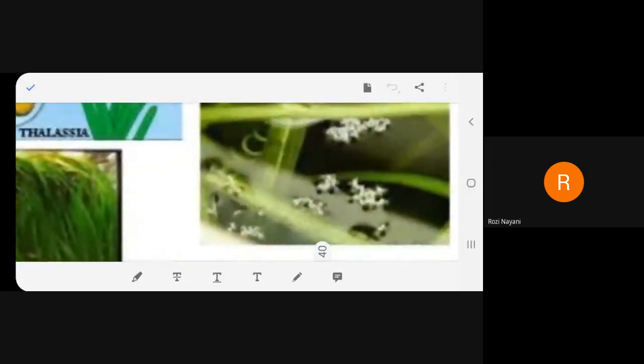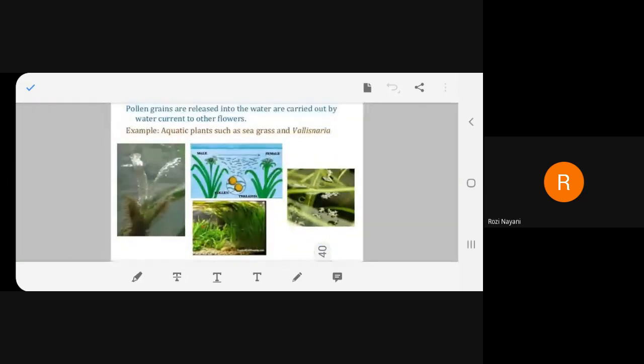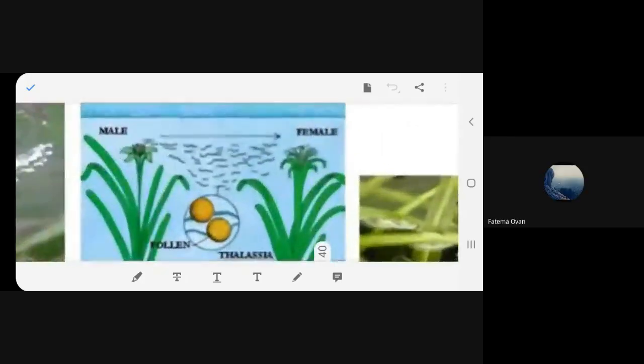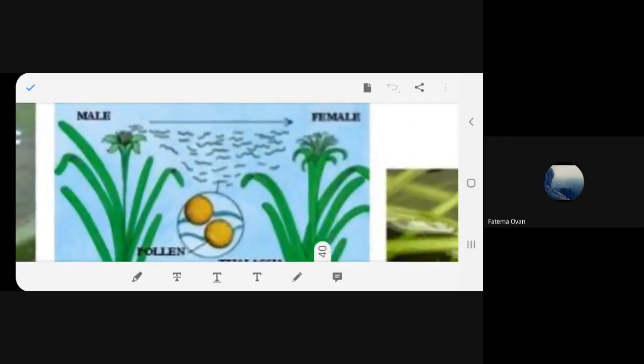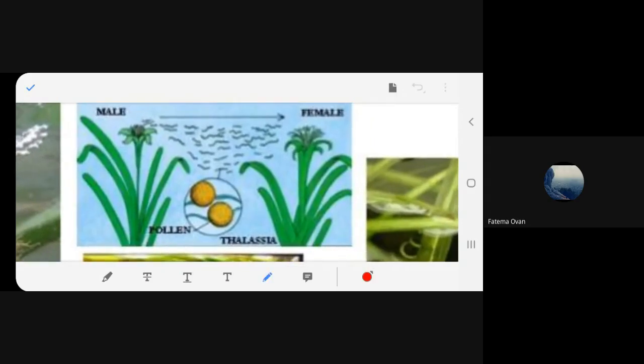You can see this? All these are pollens. Okay, it's happening in water. So I hope you have understood how the pollination takes place. Let's take this one. This is the simplest of all. You can see a male flower, you can see a female flower. The male flower has released so many pollens. Can you see this? All these are pollens. It is reaching the female and it pollinates. As simple as that, right?